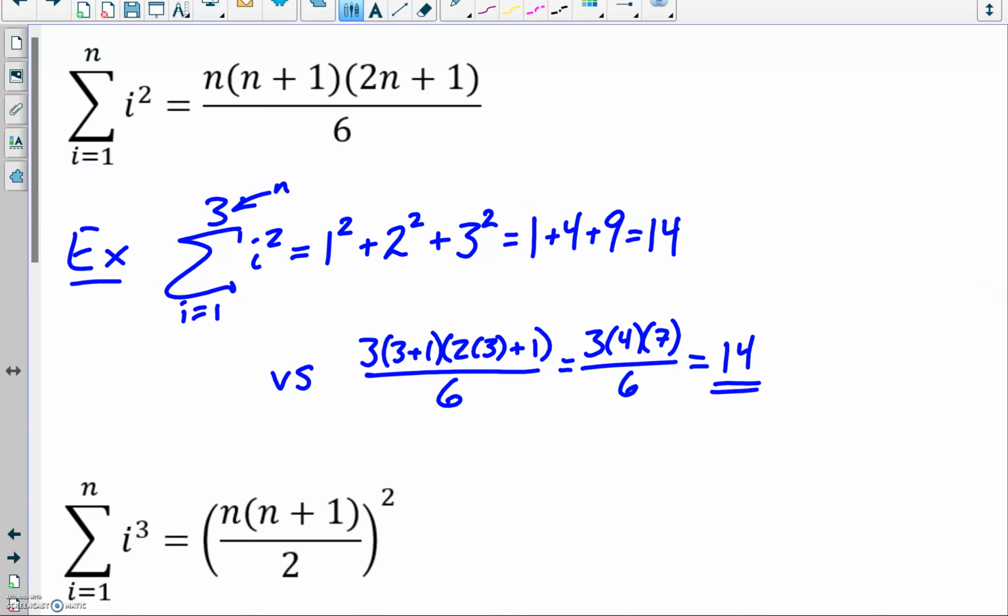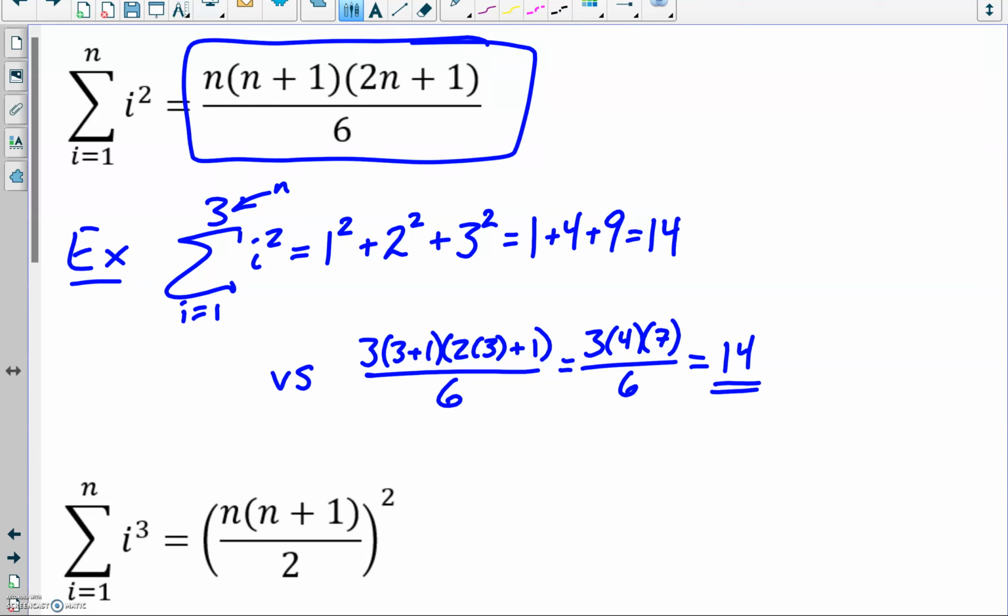So again, imagine if n was like 50. You don't want to do 1 squared plus 2 squared plus 3 squared plus 4 squared plus blah, blah, blah, 49 squared plus 50 squared. You don't want to do that by hand. You want to plug 50 in for n in this nice closed form here. You want to use that.